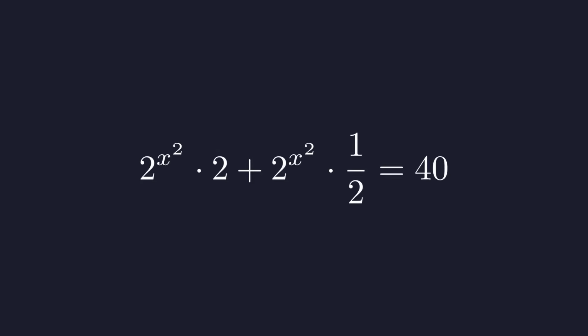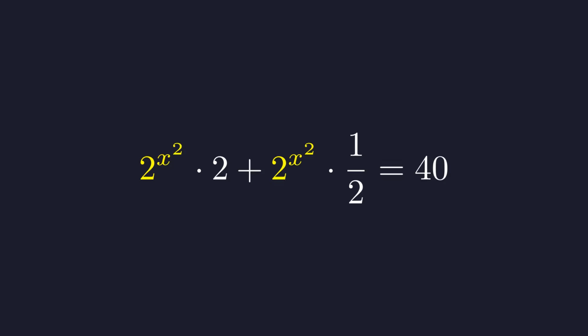Now, here's where things get interesting. Look at what we have. Can you see the pattern emerging? This is screaming for a substitution. See how 2 to the x squared shows up in both terms? That's our common factor right there.